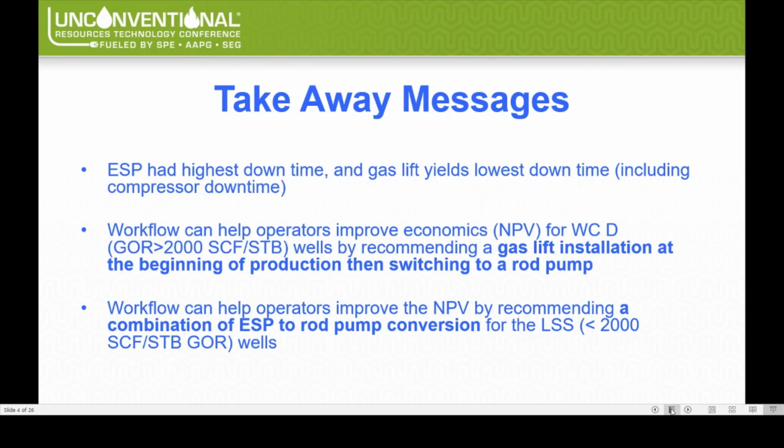And the workflow can help operators improve economics for the Wolfcamp D by recommending a gas lift installation at the beginning of the production and then switching to a rod pump or any positive displacement pump. The workflow can help operators improve NPV by recommending a combination of ESP to rod pump conversion for the lower Sprayberry shale. And we looked at GOR ranges that were above 2,000 scf per barrel versus lower Sprayberry wells or benches that have less than 2,000 scf per barrel.